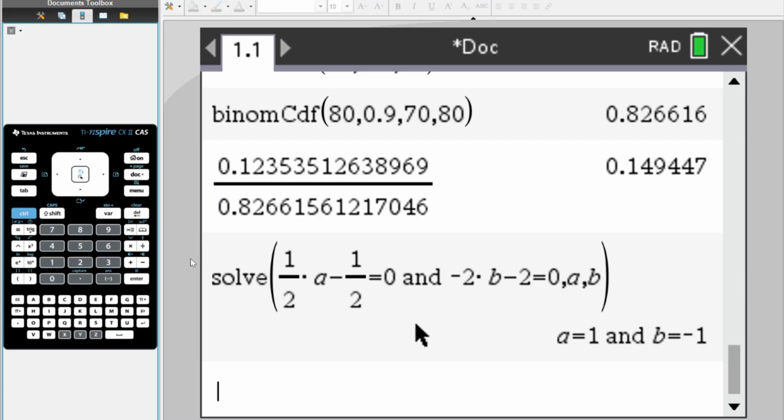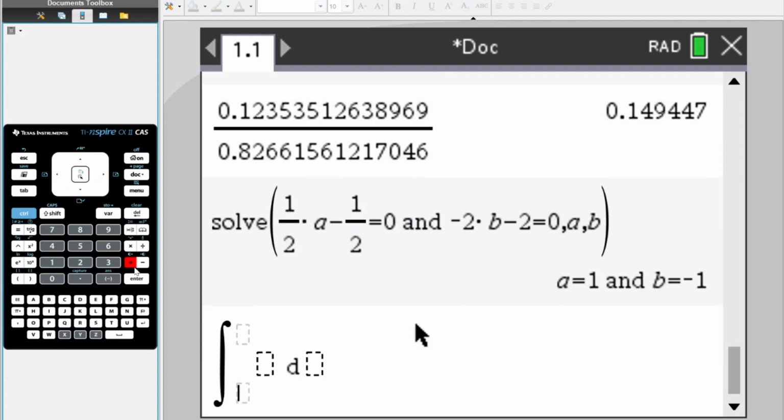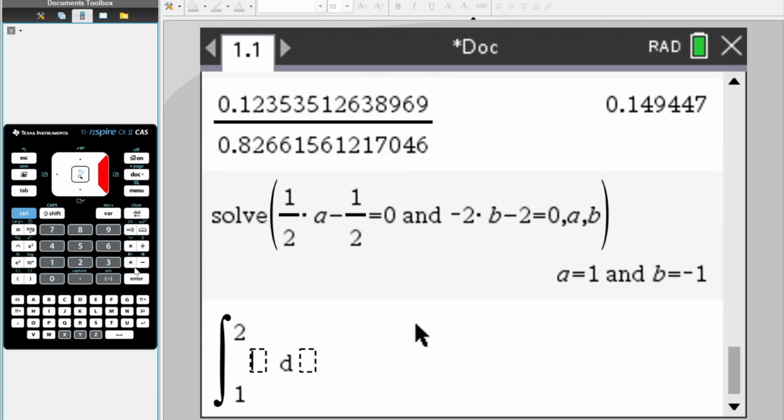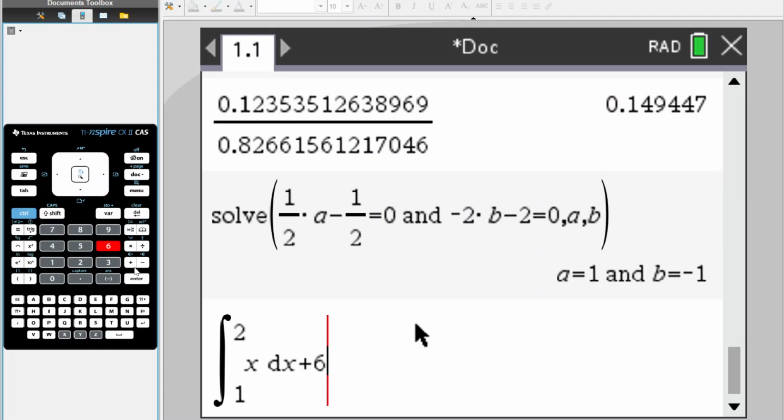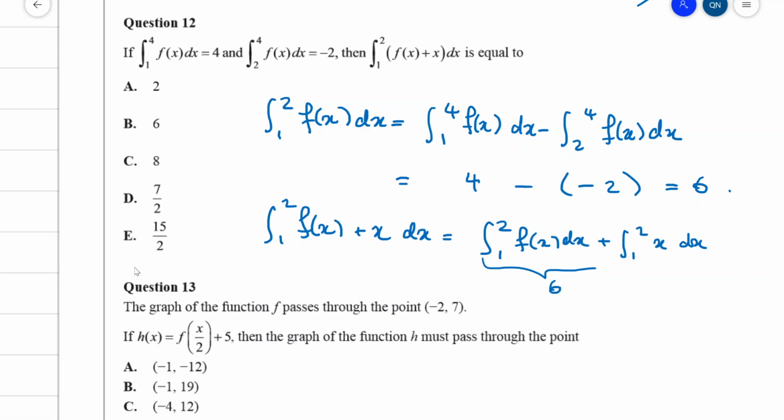I'm lazy, so I'm just going to use the CAS for it. So shift positive 1 to 2 of x dx. That's the second integral, and I'm also going to add 6 at the very end. That gives us 15 on 2. So that's option E. Question 13.